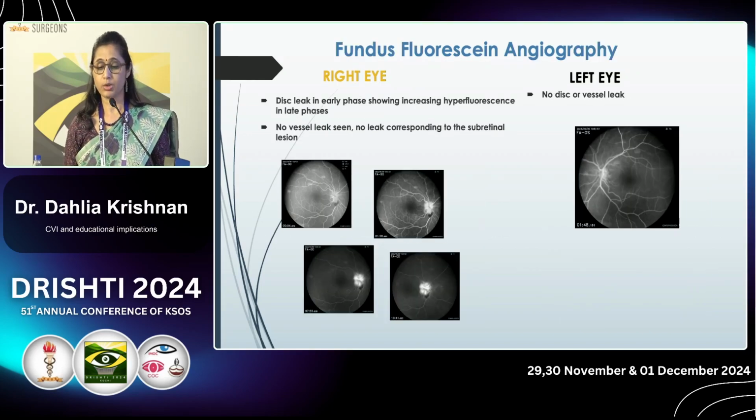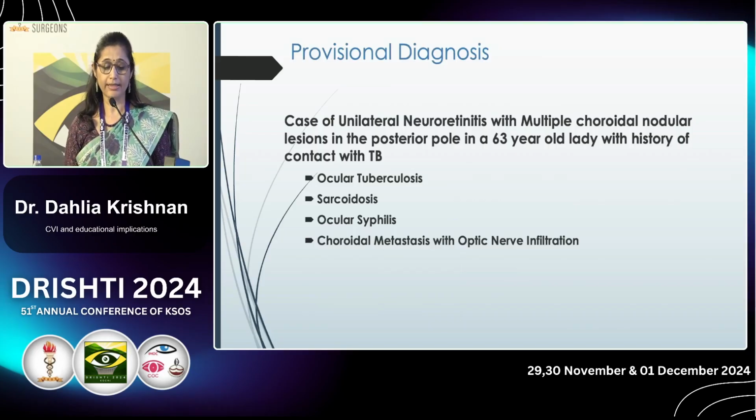Fundus fluorescein angiography was done, which showed disc leak in the early phase with increasing hyperfluorescence in the later phases. There was no vessel leak, or no leak corresponding to subretinal lesions. Left eye was normal. So here we had a case of unilateral neuroretinitis with multiple choroidal nodular lesions in the posterior pole in a 63-year-old lady with a history of contact with tuberculosis.